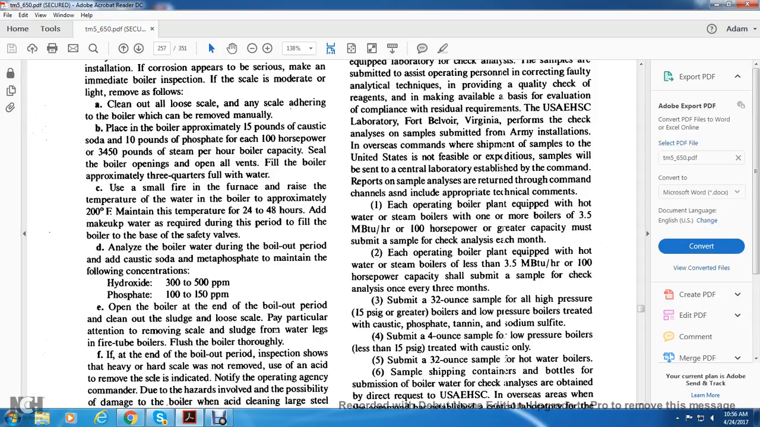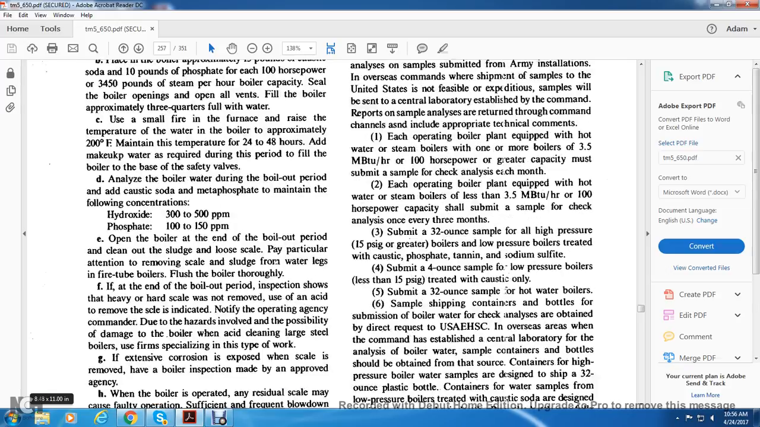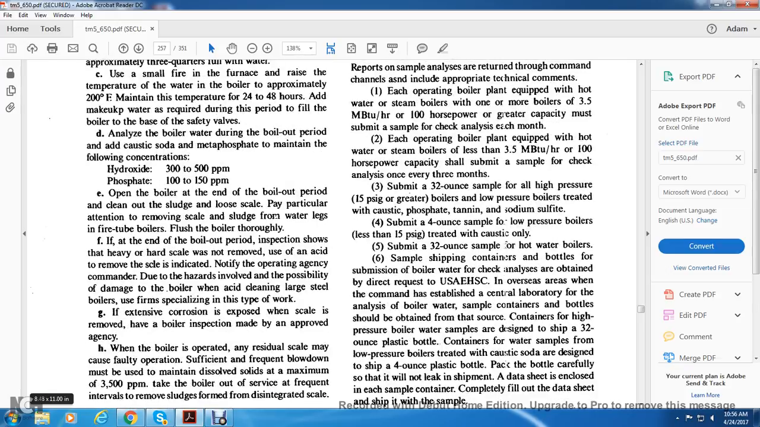Clean out the sludge and loose scale, paying particular attention to removing the scale and sludge from the water legs. Fire tube boilers: flush the boiler thoroughly. If at the end of the boil-out period the inspection shows that heavy and hard scale was not removed, the use of an acidic remover for the scale is indicated, notifying the operating agency commander due to the hazard involved with the possibility of damage to the boiler. Acid cleaning of large steel boilers should use a firm specialized in that type of work.